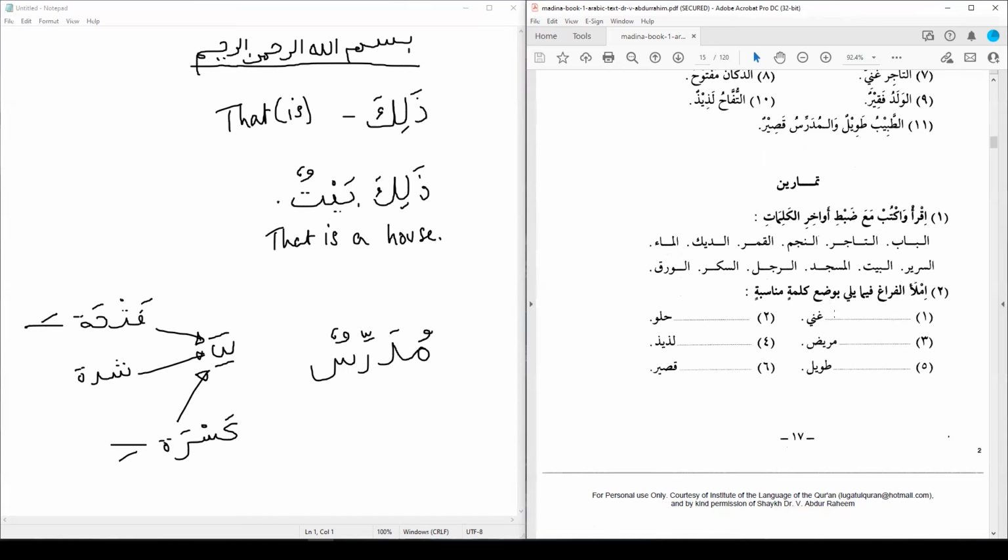So blank, ghaniyun. Someone or something is rich. Ghani means rich or wealthy. So at-tajiru, the businessman, ghaniyun, is rich. And the rest can be done by the students. And to check the answers, like has been mentioned, it can be found in the English notes.